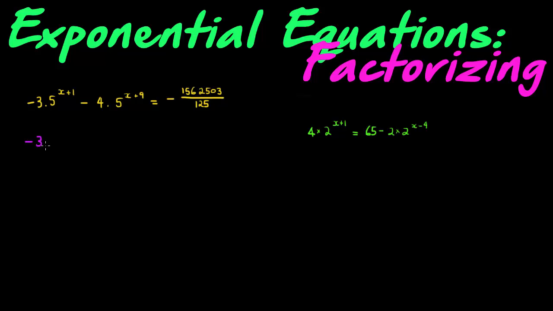So we've got negative 3 times, and we know when we add exponents, it's the same as multiplying bases, same bases, with those exponents. So this can become negative 3 times 5 to the power x times 5 to the power of 1 minus 4 times 5 to the power of x times 5 to the power of 9 is equal to, and on this side we've got negative 1562503.